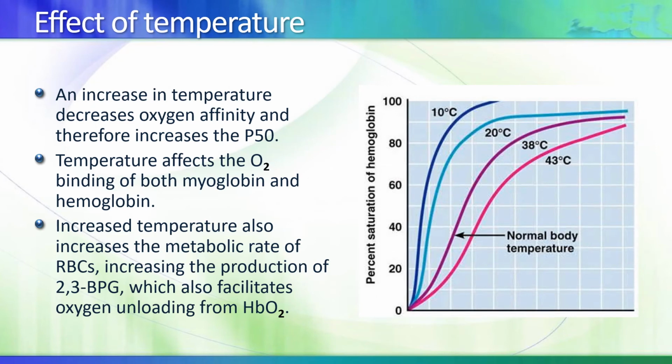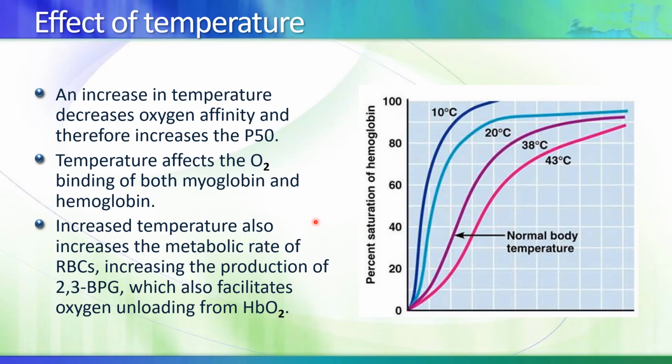Now, temperature also has an effect on affinity of hemoglobin towards oxygen. The higher the temperature, the lower the affinity. So what happens here is that, as you can see here, that's normal body temperature or almost normal body temperature. As it goes up, you can see that the curve shifts to the right. And that is a good idea. In a way, if you're exercising, for example, you want oxygen to be released easily in tissues.